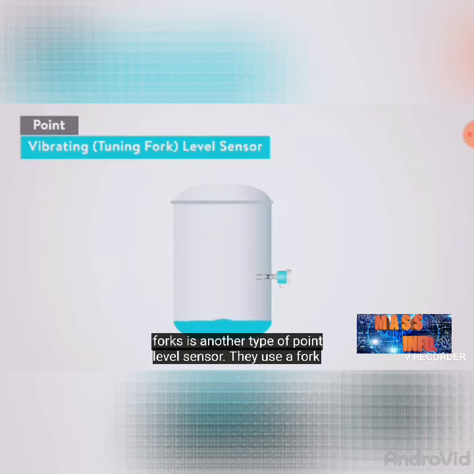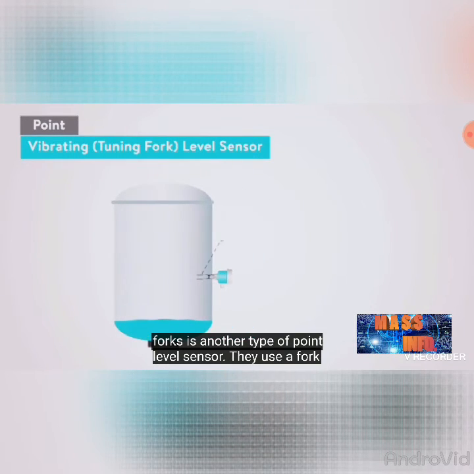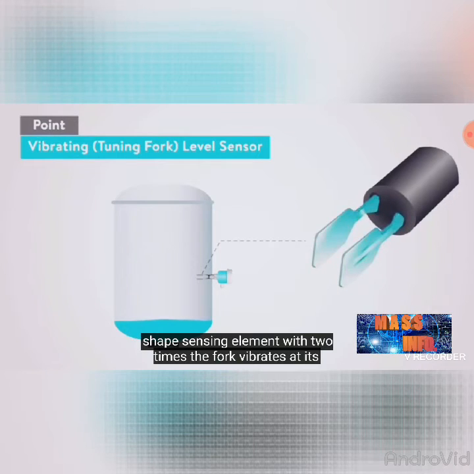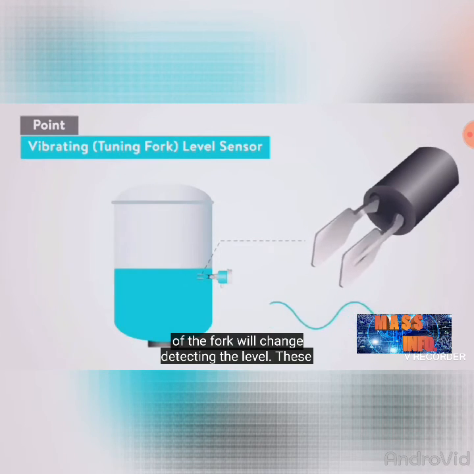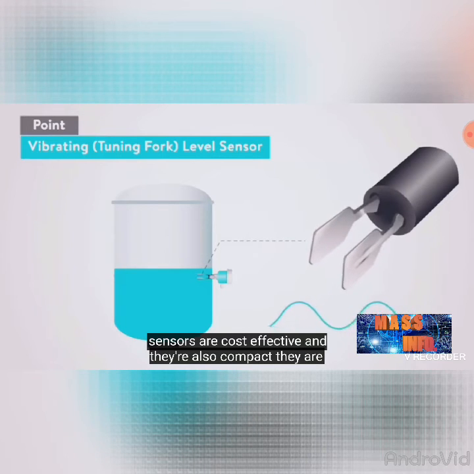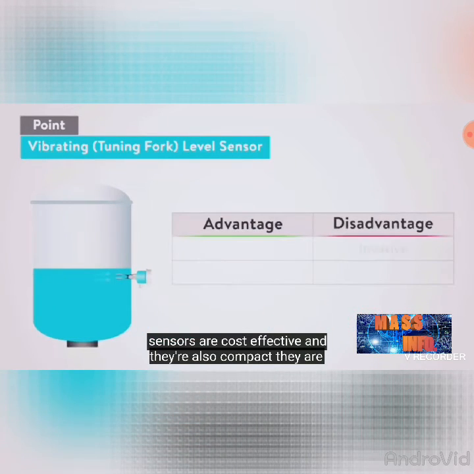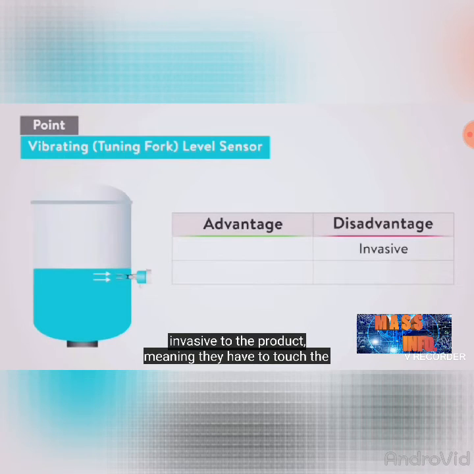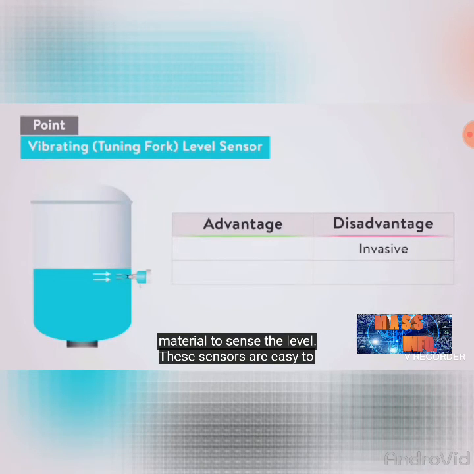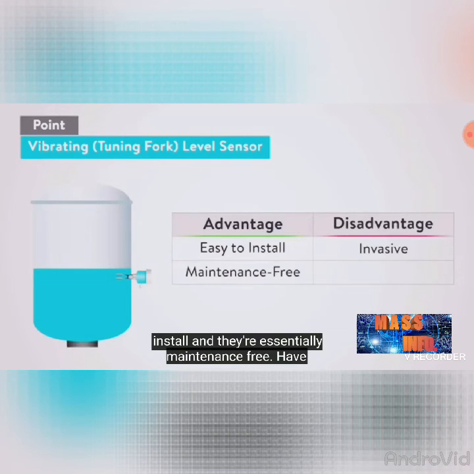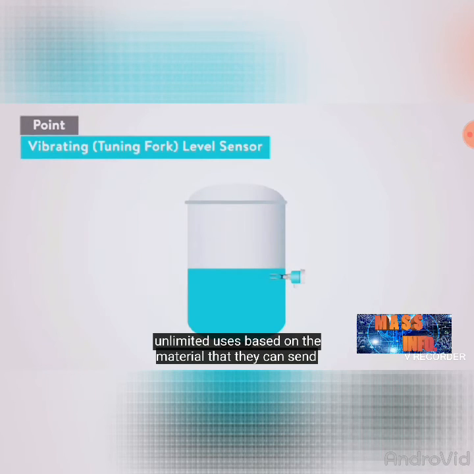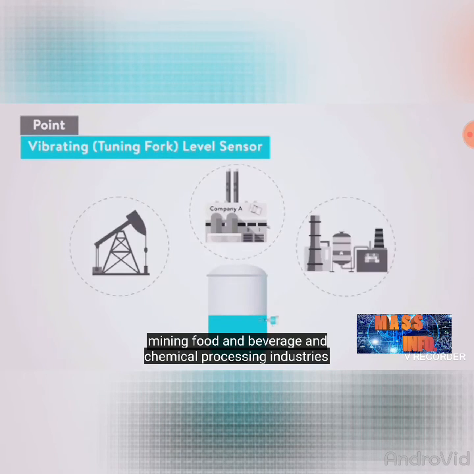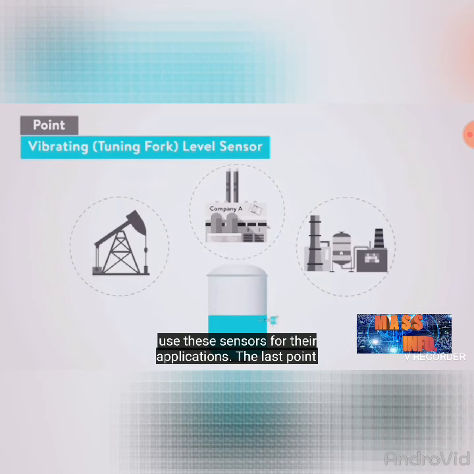Vibrating or tuning forks is another type of point level sensor. They use a fork-shaped sensing element with two tines. The fork vibrates at its natural resonant frequency. As the level changes, the frequency of the fork will change, detecting the level. These sensors are cost-effective and are also compact. They are invasive to the product, meaning they have to touch the material to sense the level. These sensors are easy to install and are essentially maintenance-free. They have unlimited uses based on the material that they can sense. Mining, food and beverage, and chemical processing industries use these sensors for their applications.